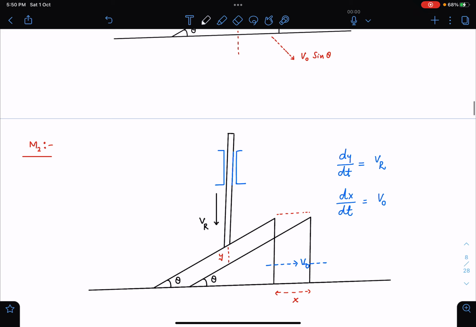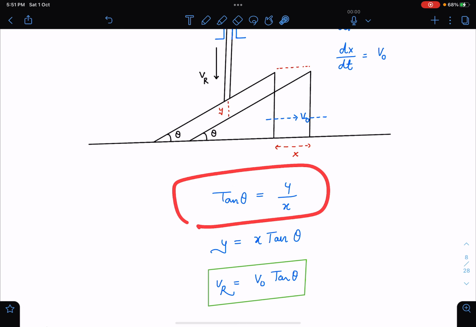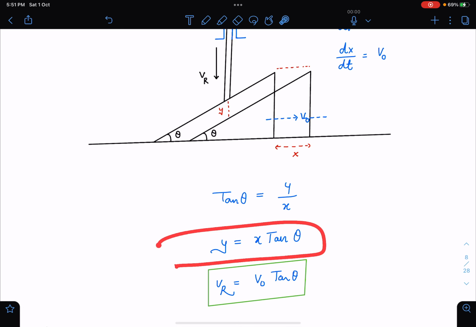Similarly, method 2 you can use: the time in which this wedge is moving by a distance of x, in the same time this rod is falling by a distance of y. So in this triangle we can see this angle is theta, this is y, and this is x. So tan theta is y by x. So y is equal to x tan theta. Differentiate, theta is constant, and we'll get the desired relations. One more time, if we differentiate, we'll get acceleration.